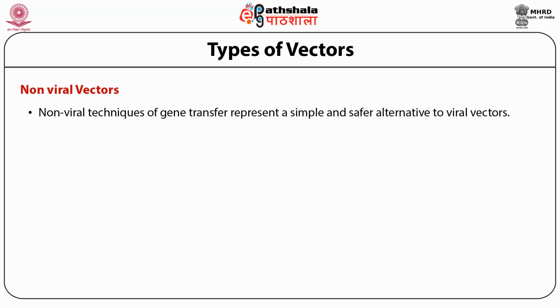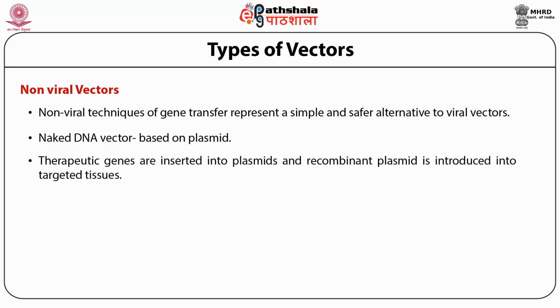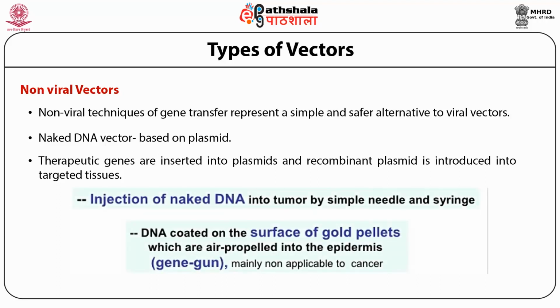Actually, the non-viral techniques of gene transfer represent simple and safer alternatives to viral vectors. These include naked DNA vectors, which are based on plasmids, the extrachromosomal DNA in bacteria. So, therapeutic genes are inserted into plasmids and the recombinant plasmid is then introduced into the target tissue. Injection of naked DNA into a tumor can be done by simple needle and syringe. However, this method is not very effective.